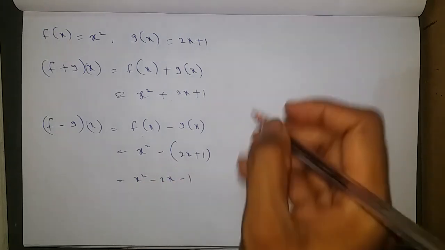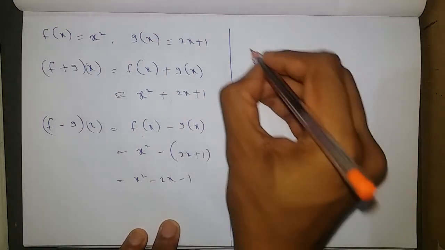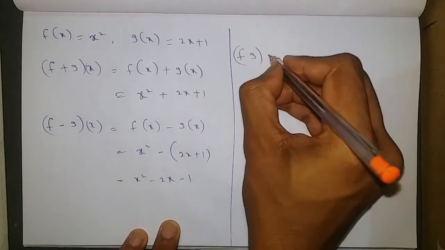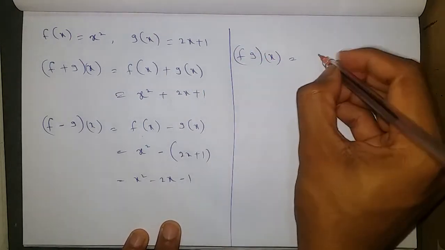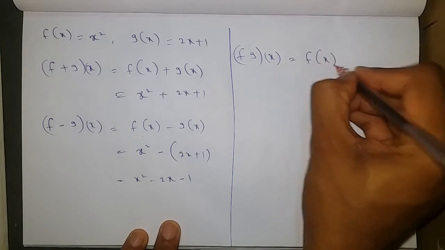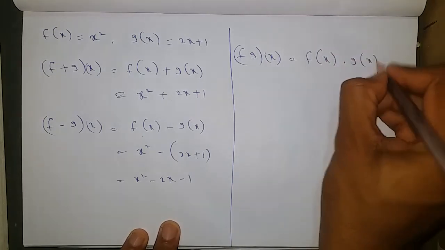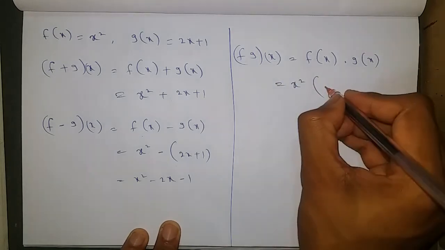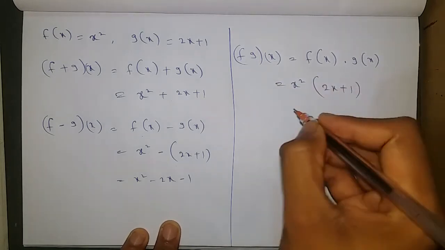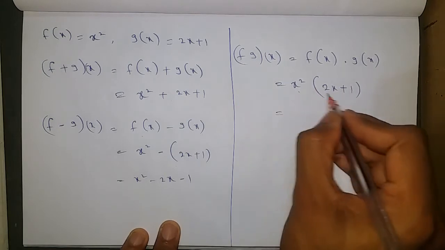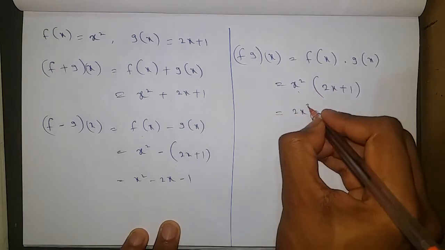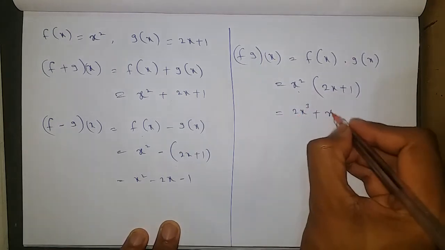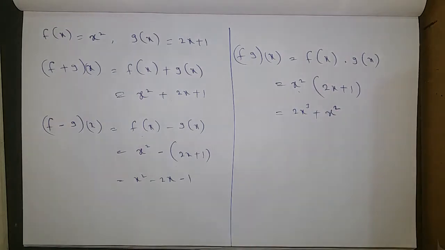Now let us check for multiplication. That is, what is the value of fg of x? Fg of x is nothing but f of x into g of x, f of x x square into g of x 2x plus 1, x square into 2x, 2x cube plus x square into 1, x square.